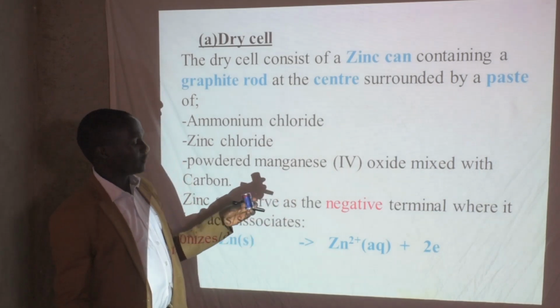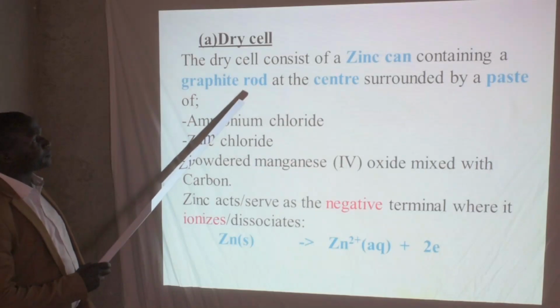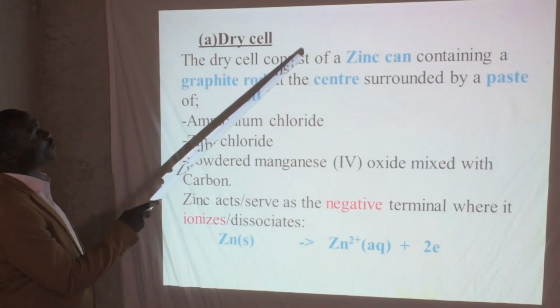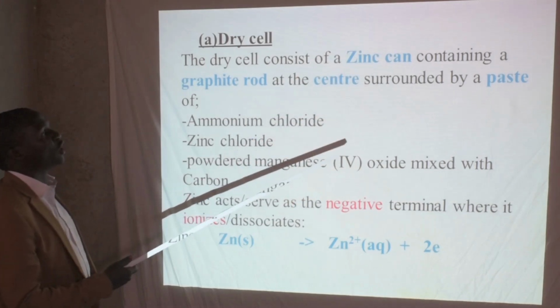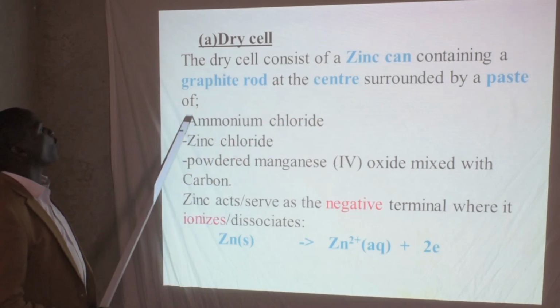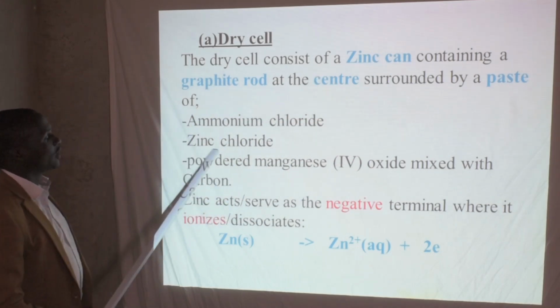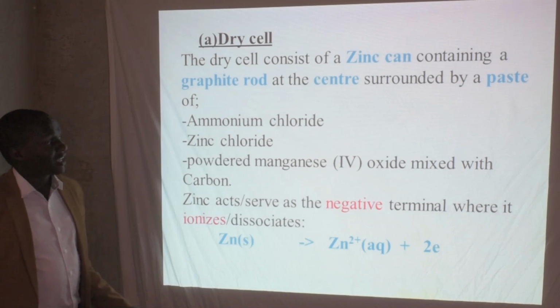But I want you, during your own free time, as we study, to take a look at that. Just break one and see the components of it. Now we start looking at this, whereby the dry cell consists of a zinc can containing a graphite rod at the center, surrounded by a paste of ammonium chloride and zinc chloride. So we have two chlorides here, ammonium chloride and zinc chloride, and remember, these have their function.